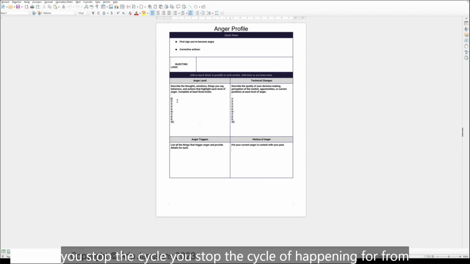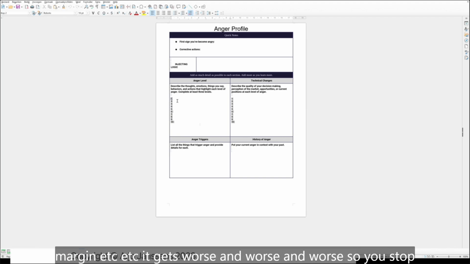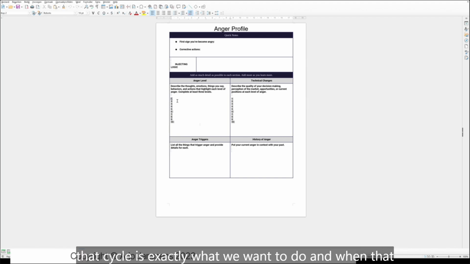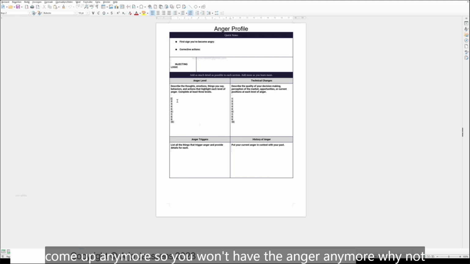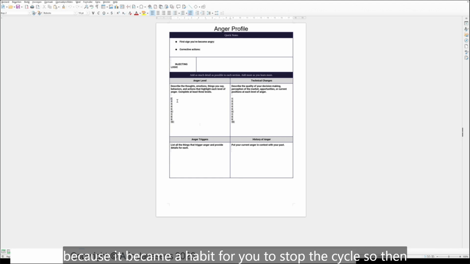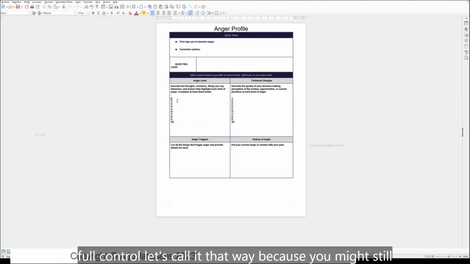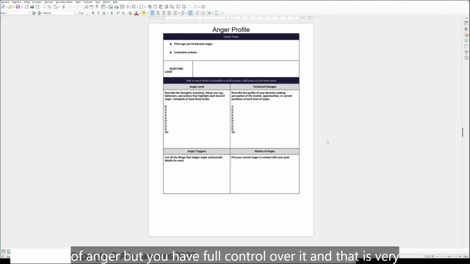You stop the cycle. You stop the cycle of happening from potentially overtrading, revenge trading, and it gets worse. You blow that account, etc. Full margin, etc., etc. It gets worse and worse and worse. So you stop that cycle, which is exactly what we want to do. And when that becomes a habit, that stopping that cycle, the emotions won't come up anymore. So you won't have the anger anymore. Why not? Because it became a habit for you to stop the cycle. So then you can truly trade without anything on your mind, or with full control. Let's call it that way. Because you might still here and there get a little bit of angriness or a little bit of anger, but you have full control over it. And that is very important.